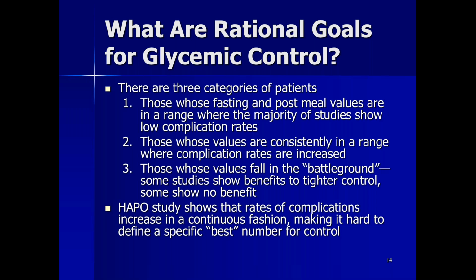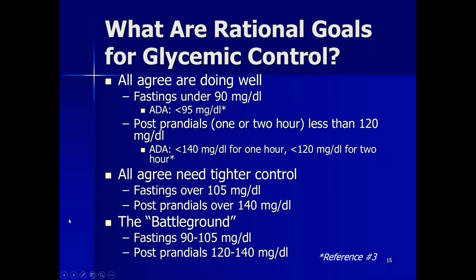There is a group whose values are consistently in a range where the complication rates are increased, and pretty much every clinician is going to agree that that patient needs to start on medication. And then there's this battleground group where there are some studies that show benefits to tighter control and some that show no benefits. As we talk now about the Hyperglycemia and Pregnancy Outcomes study, I want to show you how those rates of complications really increase in a continuous fashion, which makes it very hard to define any one specific number for control.